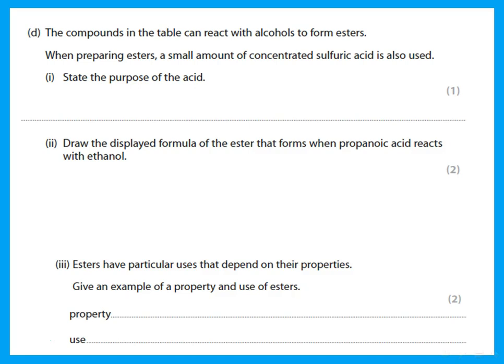When preparing esters, I have to add a small amount of concentrated sulfuric acid. Now, why are we adding concentrated sulfuric acid? Remember, it is acting as a catalyst.